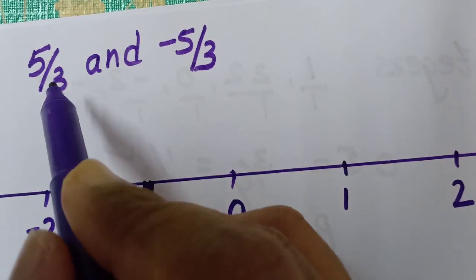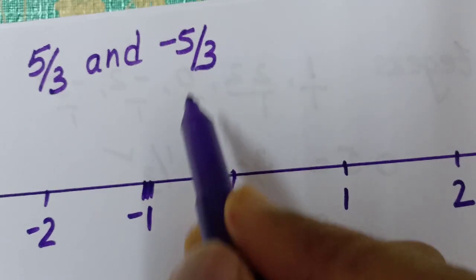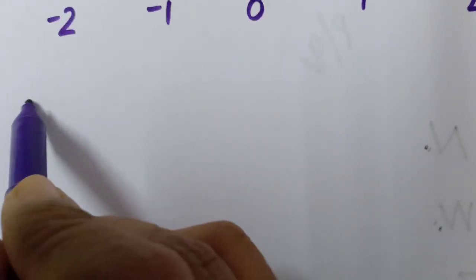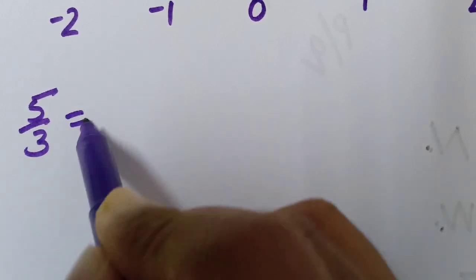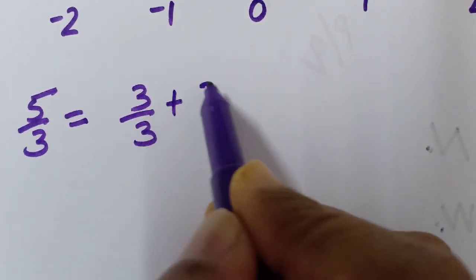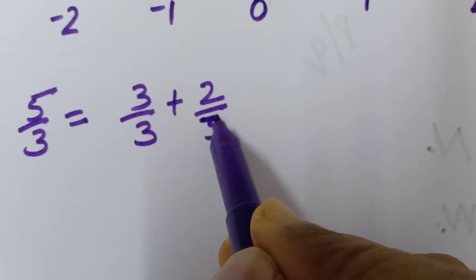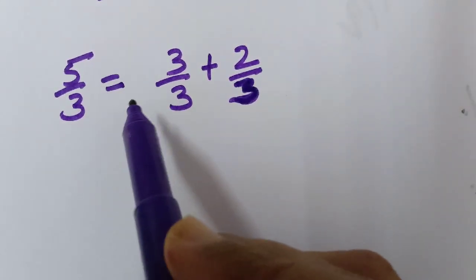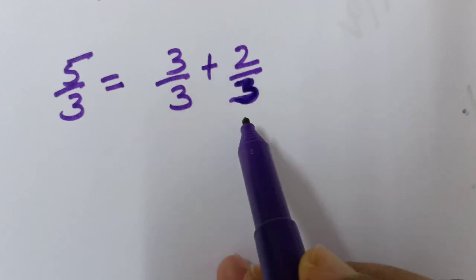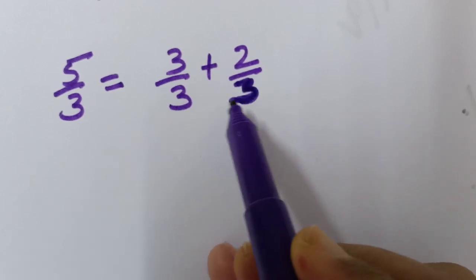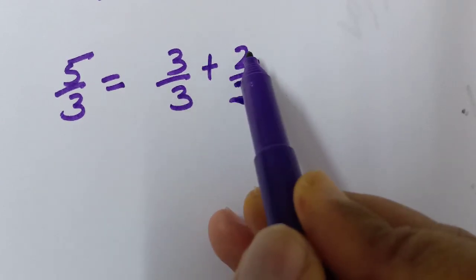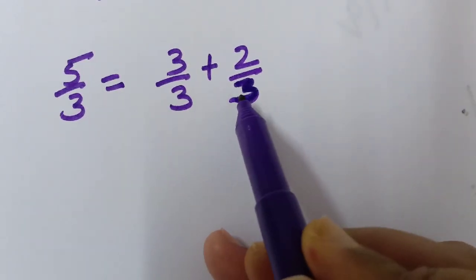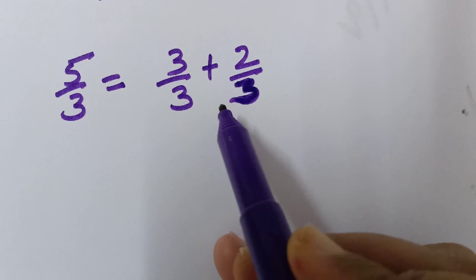Now we want to represent 5 by 3 and minus 5 by 3 on the number line. What is 5 by 3? Can we write 5 by 3 as 3 by 3 plus 2 by 3? Can we split it this way? Because when the denominators are equal, we can add up the numerators. So 3 plus 2 is 5, 5 by 3. That means this number is split in this way.